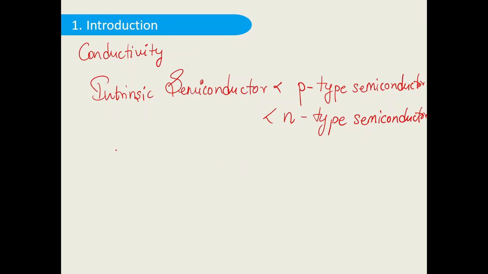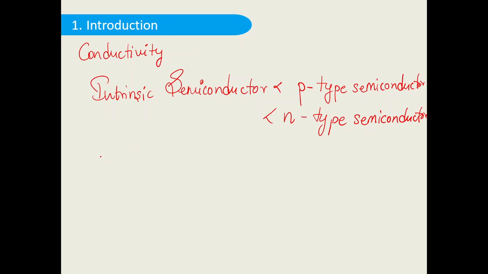So I hope you know the concepts of free electrons and holes. In semiconductors, current electricity flows because of the flow of free electrons as well as holes. But in conductors, current electricity flows because of only free electrons. The conductivity of an intrinsic semiconductor is very low, and the conductivity of an N type semiconductor is very high.